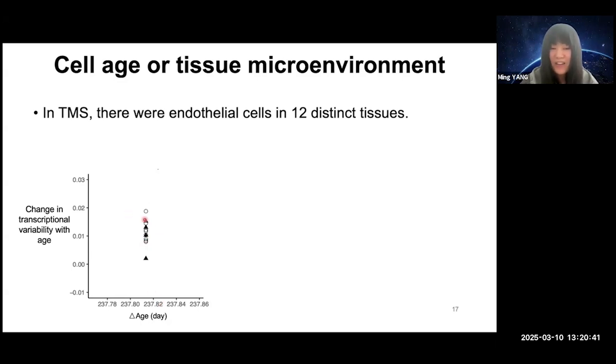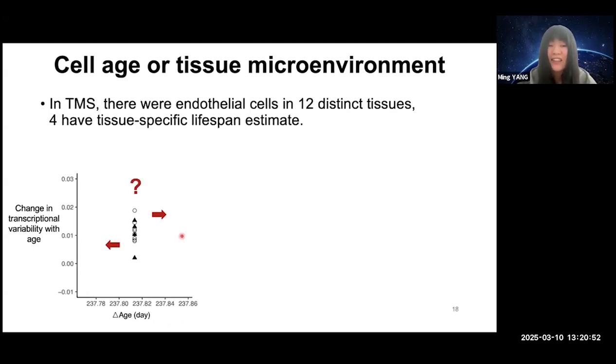So they are all anchored by the same x-axis here, but their gene expression variability may differ from tissue to tissue. And lucky for us, indeed, there are some tissue-specific lifespan data. There are 4 endothelial cell types which have tissue-specific lifespan estimates. Now we can spread these 4 data points across the x-axis.